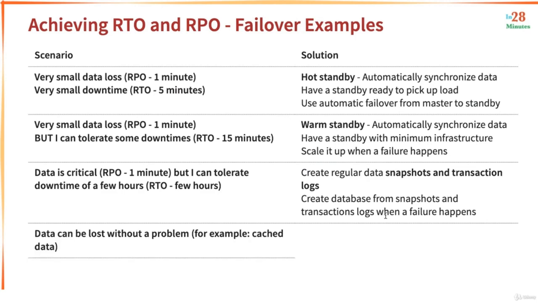The last example is when data can be lost without a problem. What do you do in those kinds of situations? For example, cache data. What you can do is to ignore the failed server and set up a completely new server. You want to make sure that the configuration of the old server is stored somewhere so that you can create a new server very fast.